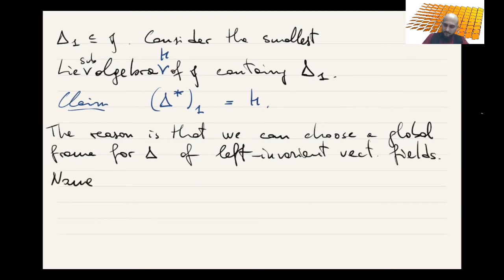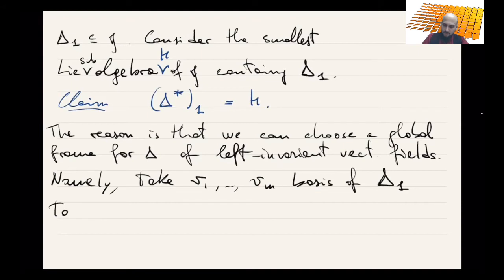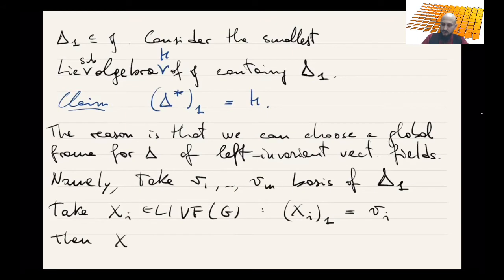Namely, we can take v1, ..., vm, a basis of delta 1, and we take xi, left invariant vector fields on G, such that at the identity, they coincide with vi. Then what we have is that x1 up to xm is a global frame for delta.